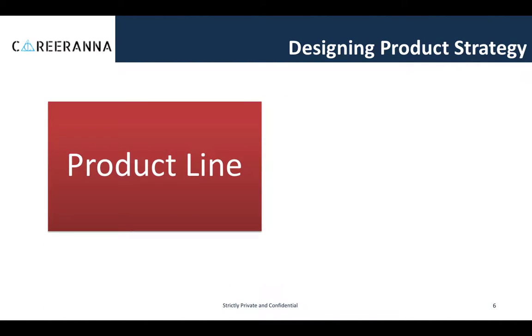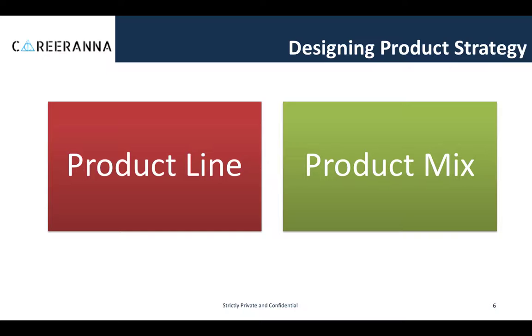Next is, how do I design the product strategy? Now, the product strategy could broadly be divided into two buckets. I'll talk about both of them together. So one is product line, the other is product mix. When I say product line, what do I mean by product line? And what do I mean by product mix?